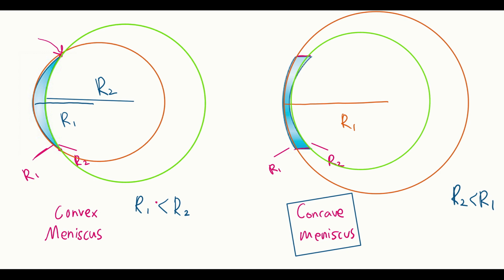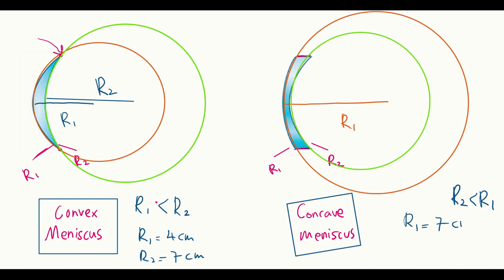So that's the difference. If the question gives us two values of R1 and R2, and it does not mention which is which, for example, for a convex meniscus you are going to have R1 as 4 cm and R2 as 7 cm. But for a concave meniscus, it's going to be the other way around. So R1 is 7 cm, R2 is 4 cm.